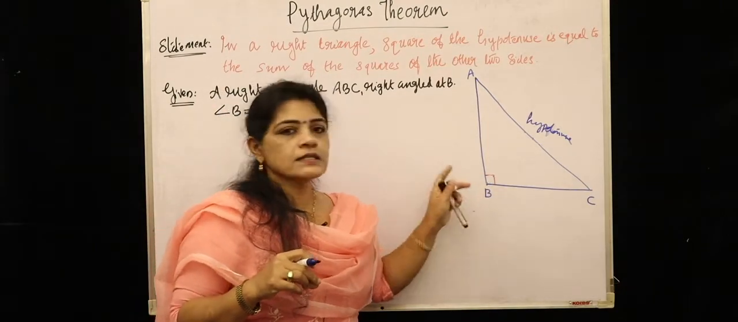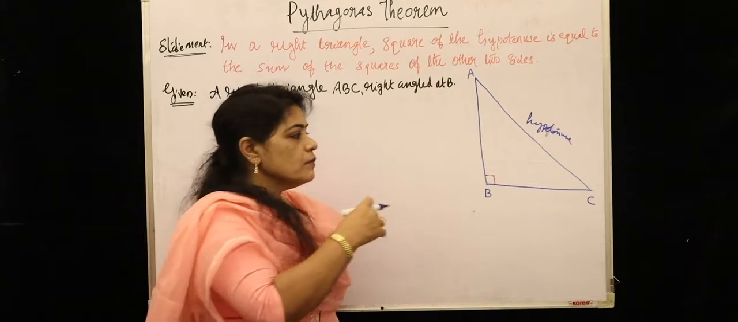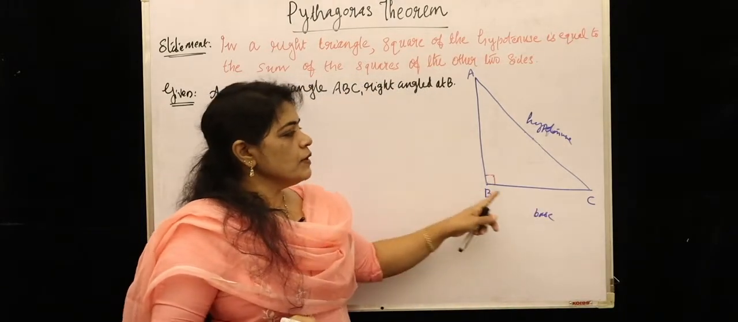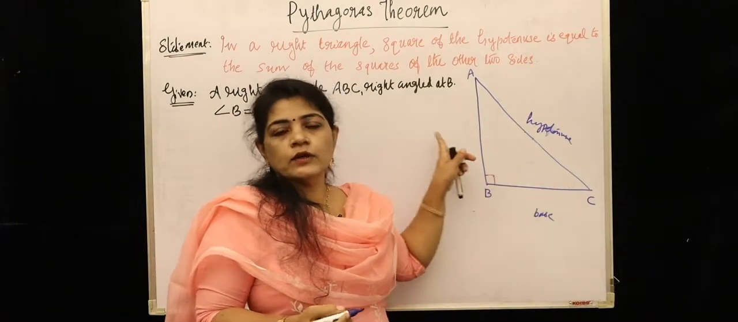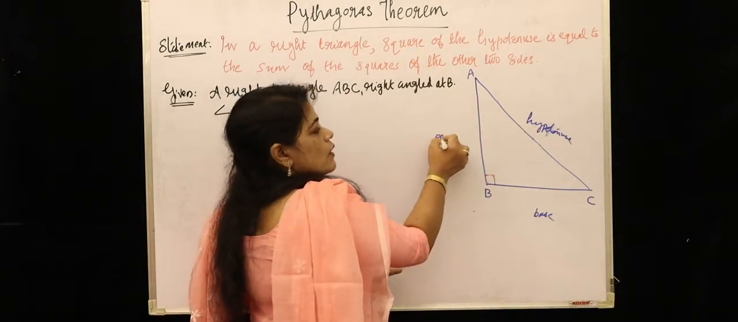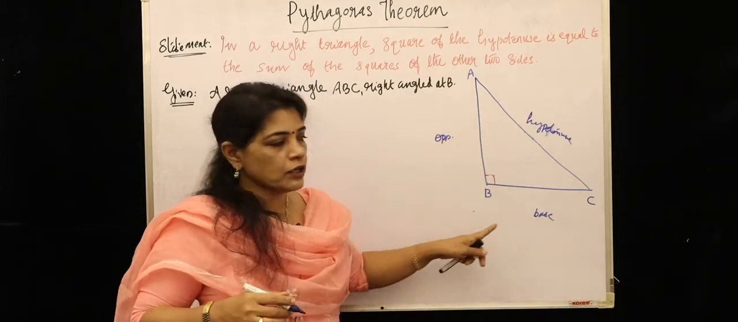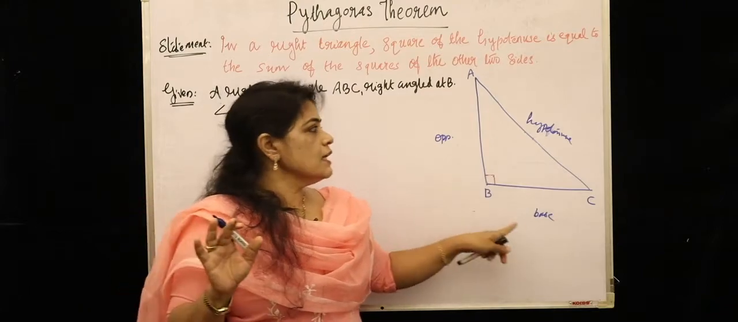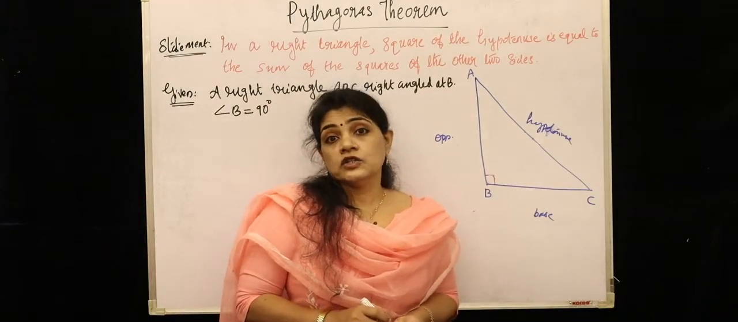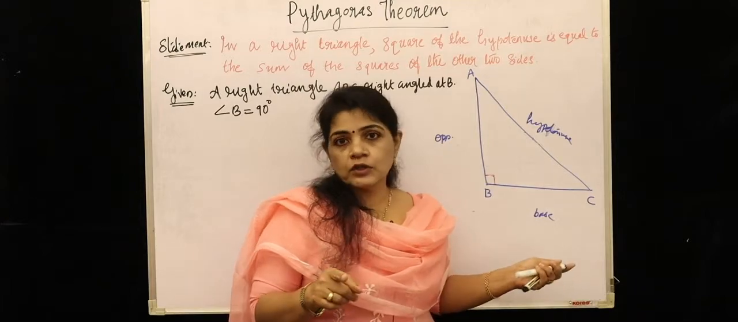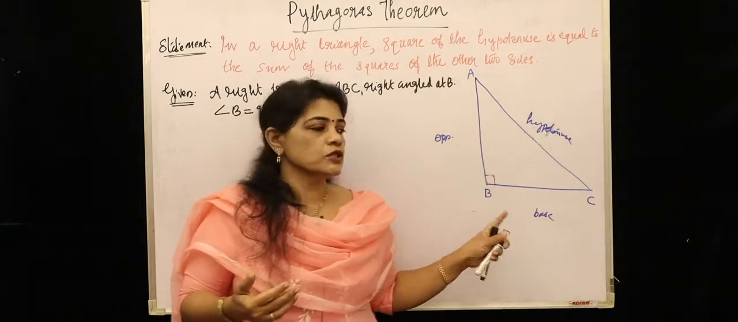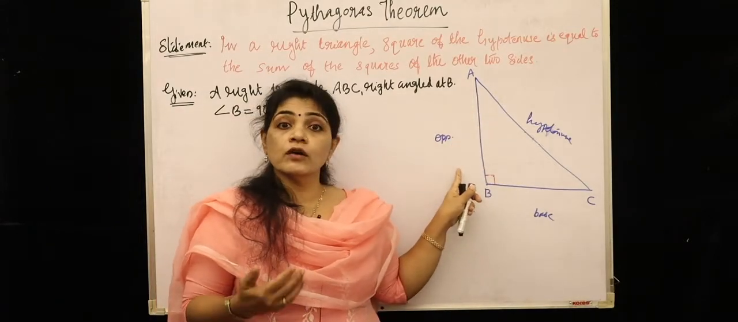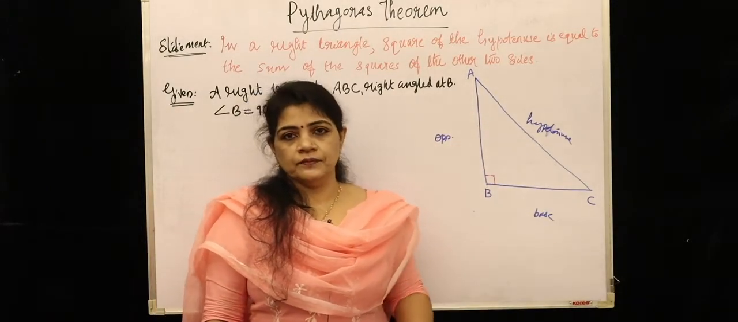And what are the remaining sides? The other two sides: BC is the base. And AB, with respect to this angle C, you can mark as the opposite side or the perpendicular towards BC, both are okay. So we have now marked the three sides of the right triangle ABC: one is the hypotenuse, the longest side, the side opposite to the 90 degree, and this is the base, and this is the opposite side or the perpendicular towards BC.